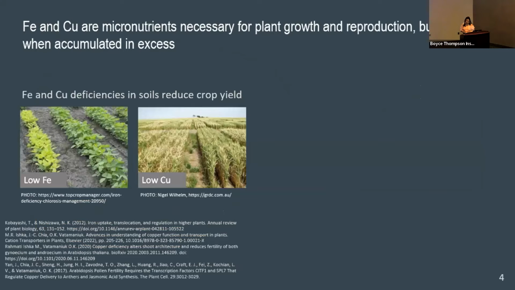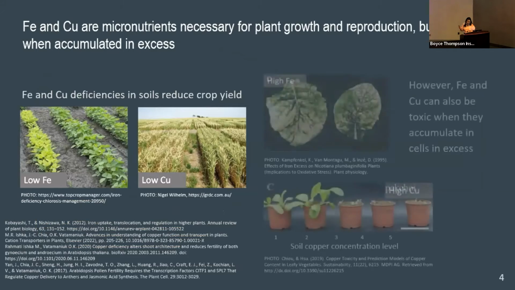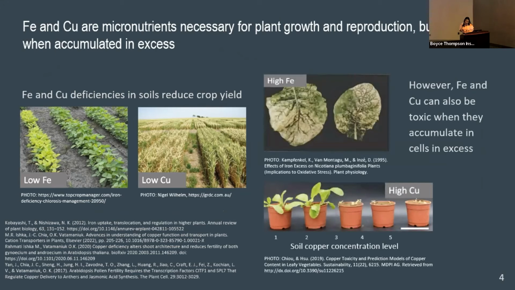So copper and iron deficiency is actually very difficult for plants to survive in. Here you have an example of low iron and low copper, and you can see that they reduce crop yield along with impairing photosynthesis and reducing pollen fertility. On the right, you can see that an accumulation of copper and iron can also kill the plant, as shown with leaf fluorosis in both pictures.